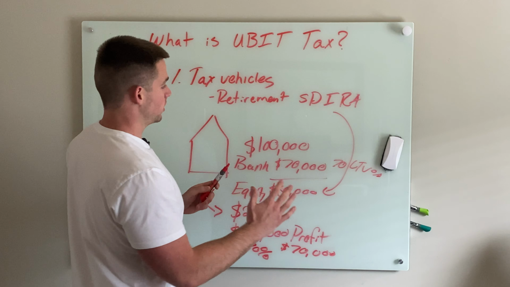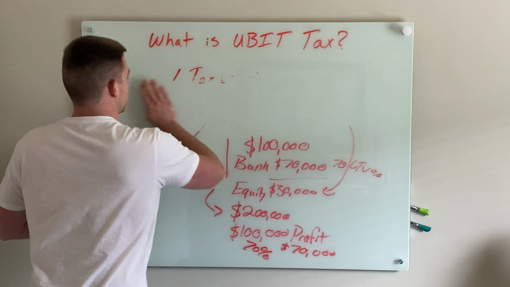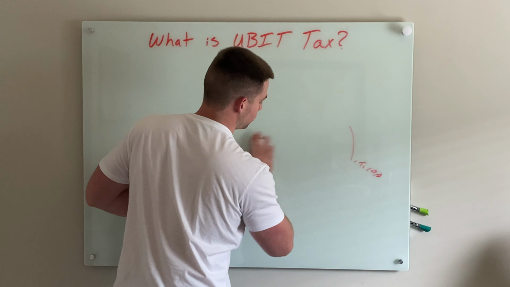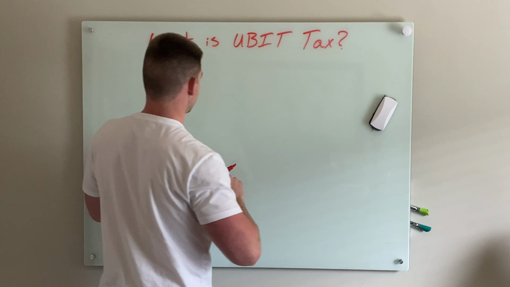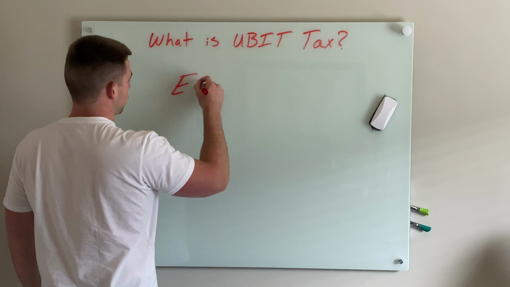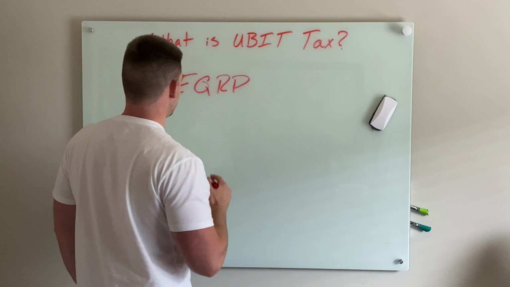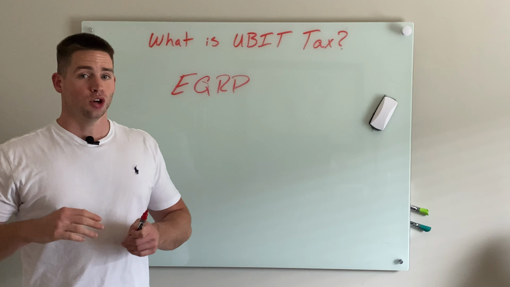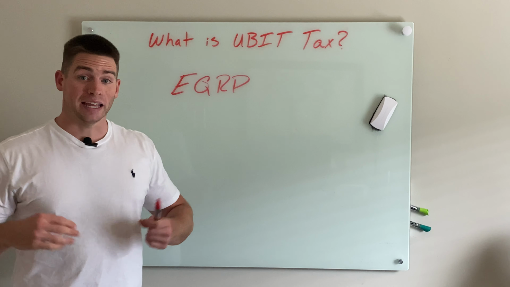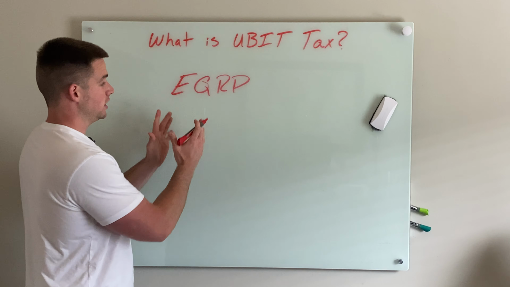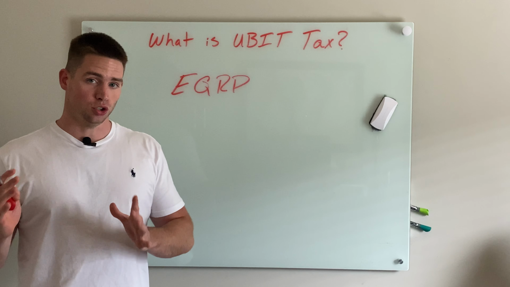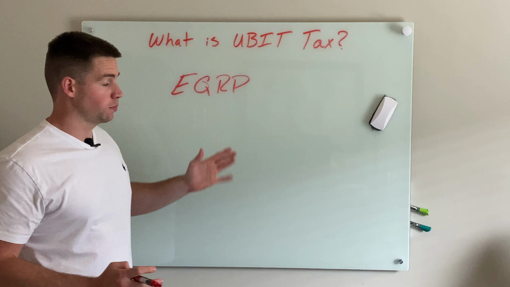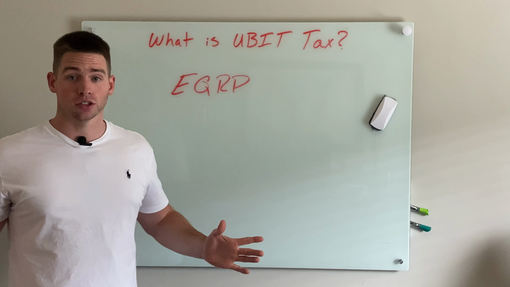One thing I want to teach you guys, and I learned this from a good friend of mine, Damian Lupo, who's the host of the Financial Underdogs podcast that I've been on, is there's something called an EQRP, which I believe Damian created. And the EQRP is really cool because just like a self-directed IRA, you do not have to pay taxes on any of the gains. But in an EQRP, you can in fact use the bank loan in tandem with the EQRP, except in an EQRP there is no UBIT tax.